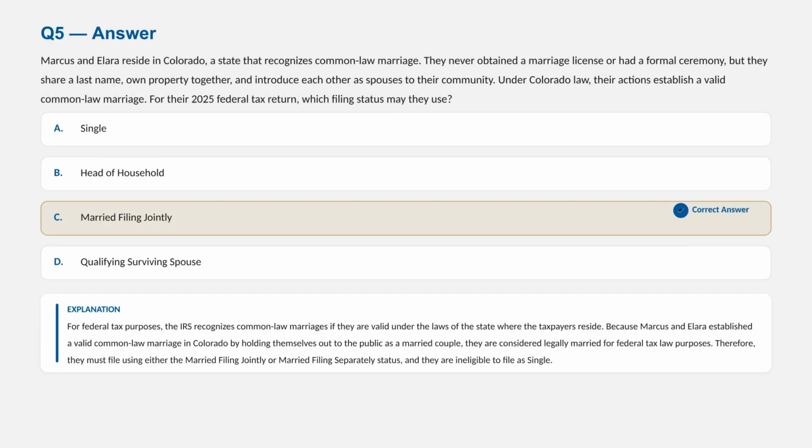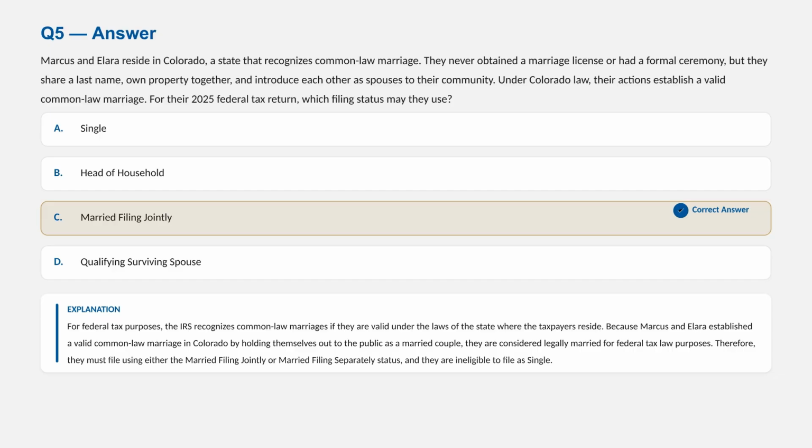The correct answer is C. Married filing jointly. For federal tax purposes, the IRS recognizes common law marriages if they are valid under the laws of the state where the taxpayers reside. Because Marcus and Elara established a valid common law marriage in Colorado by holding themselves out to the public as a married couple, they are considered legally married for federal tax law purposes.